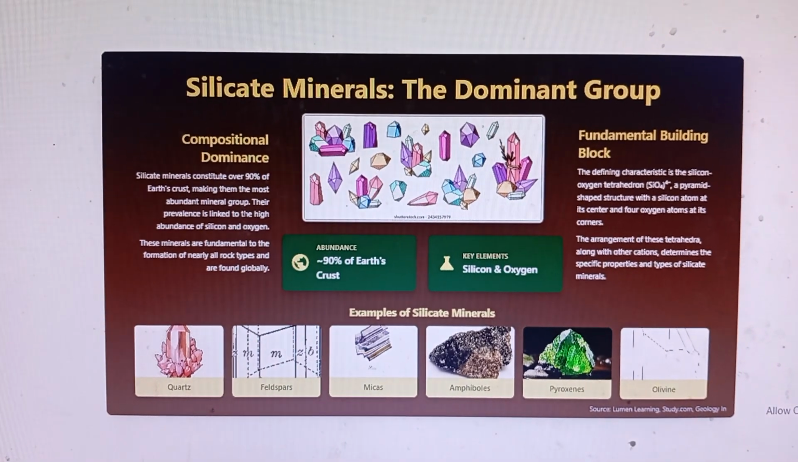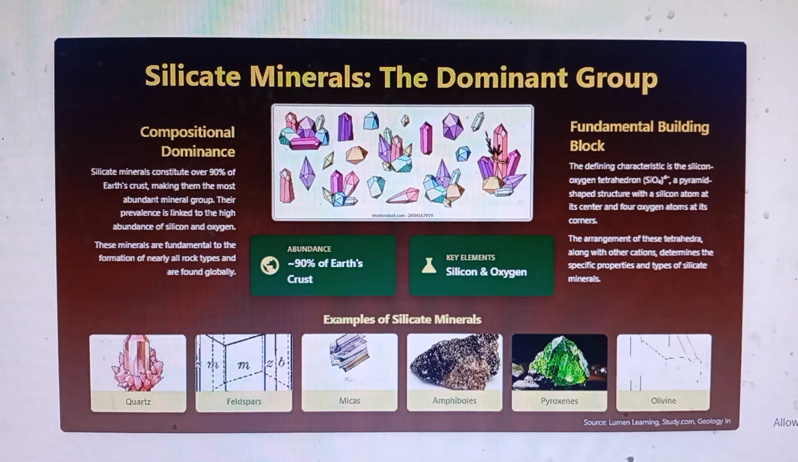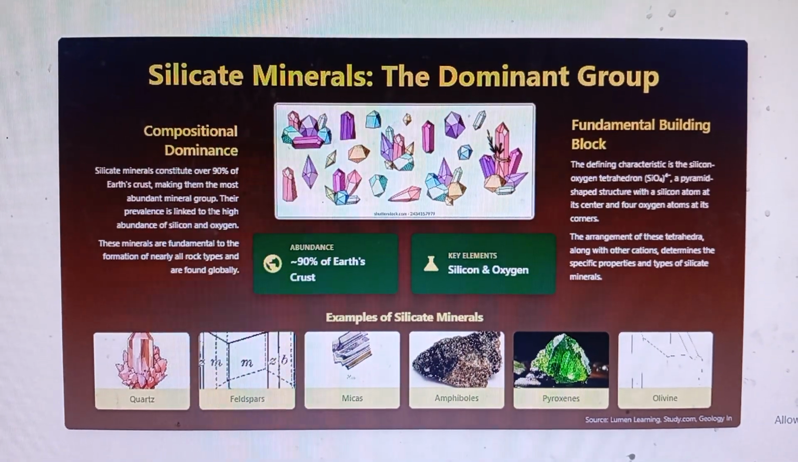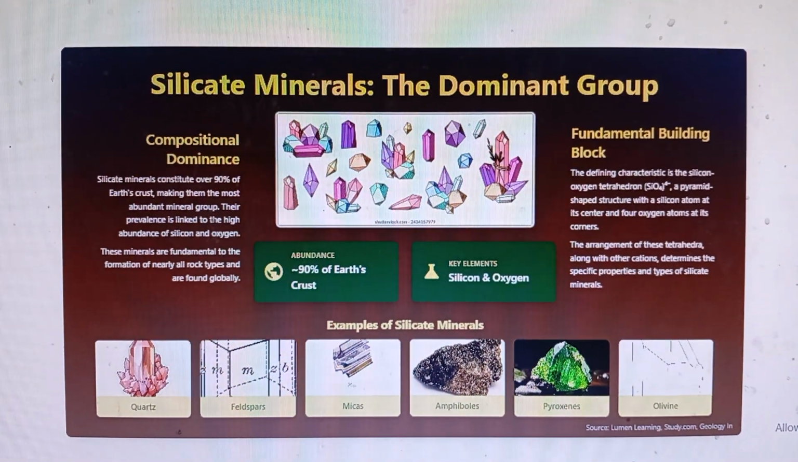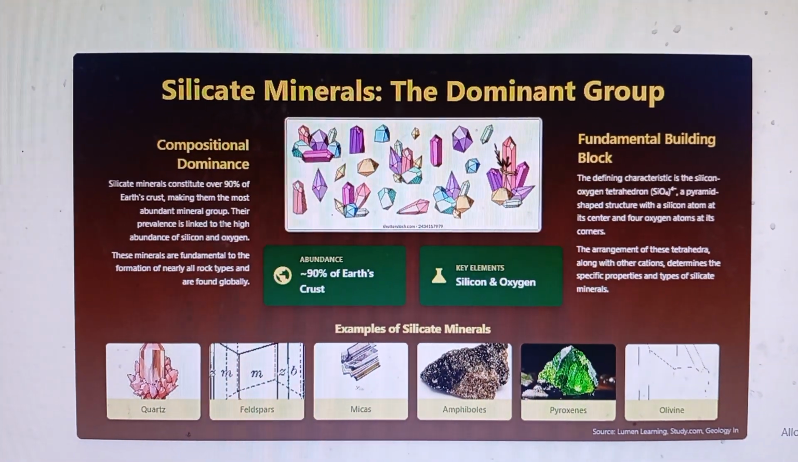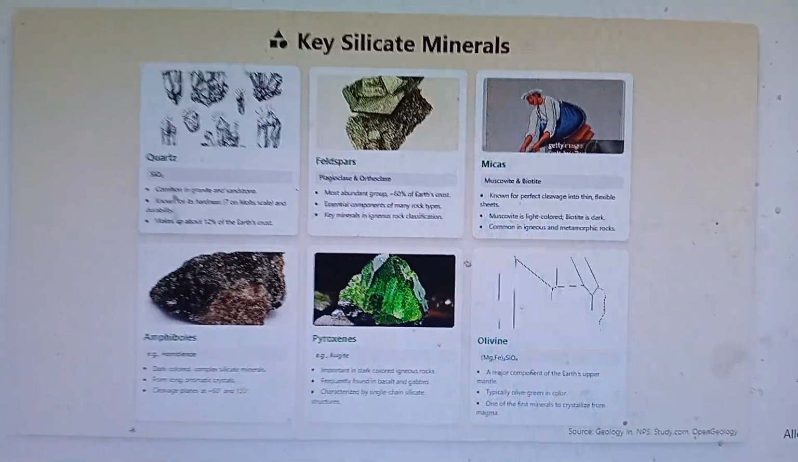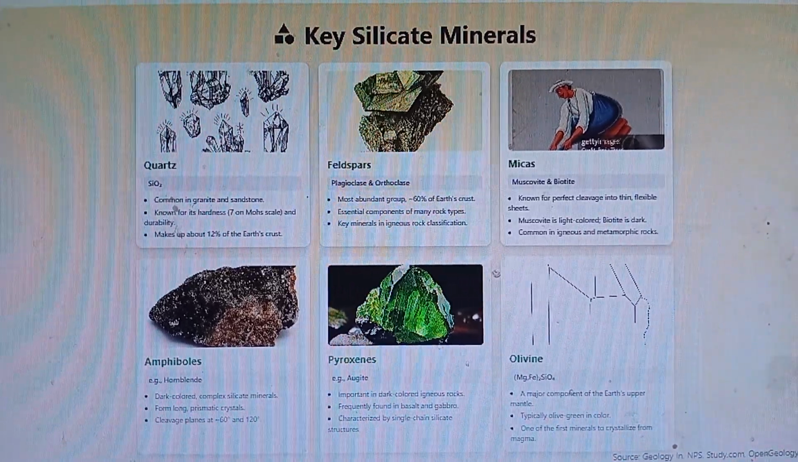How these tetrahedra connect and combine with other elements determines the specific properties of different silicate minerals. Common examples include quartz, feldspars, micas, amphiboles, pyroxenes, and olivine, which form the foundation of nearly all rock types found globally. Silicate minerals form the foundation of Earth's crust, with 6 key groups dominating geological formations.